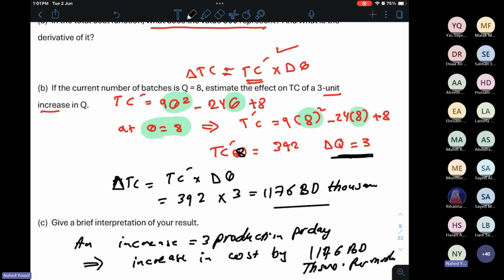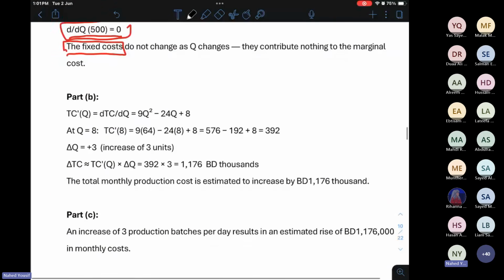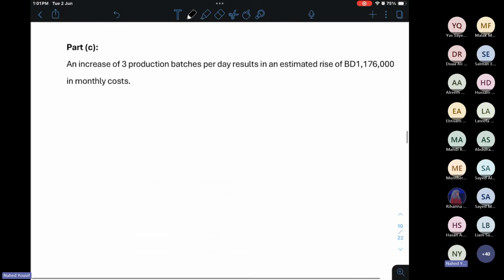Okay, so we are done with question 1. We can move on to question 2. Of course, you have the model answers here, with a detailed solution also provided for you.